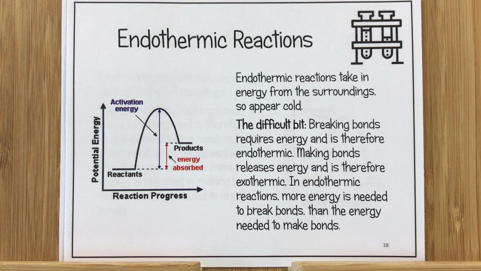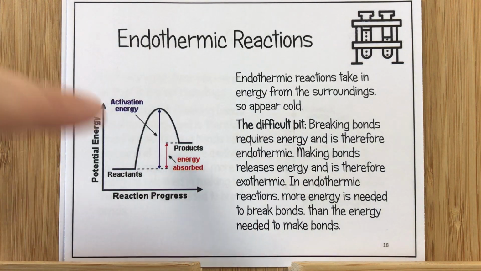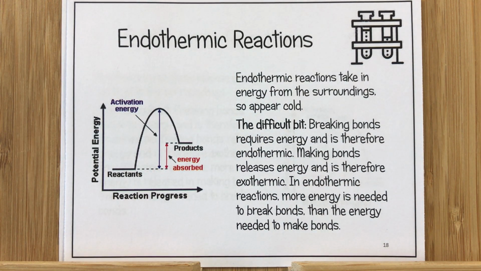Okay, so let's read the card. Breaking bonds requires energy and is therefore endothermic. Making bonds releases energy and is therefore exothermic. In endothermic reactions, more energy is needed to break the bonds than the energy needed to make the bonds. So overall, we describe this reaction as endothermic.